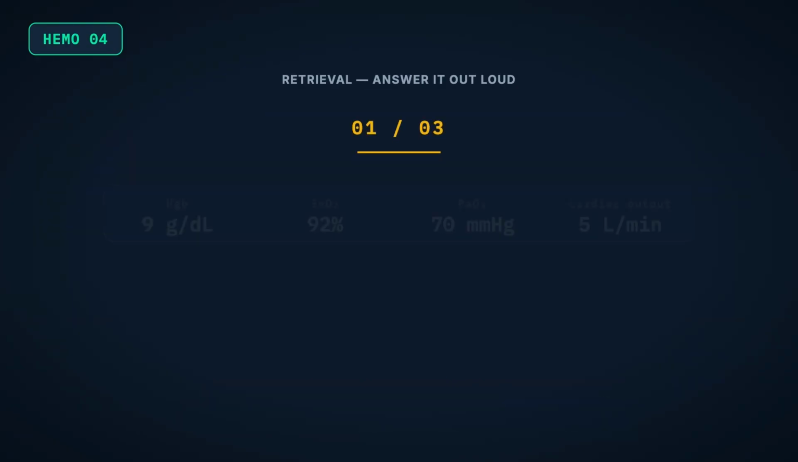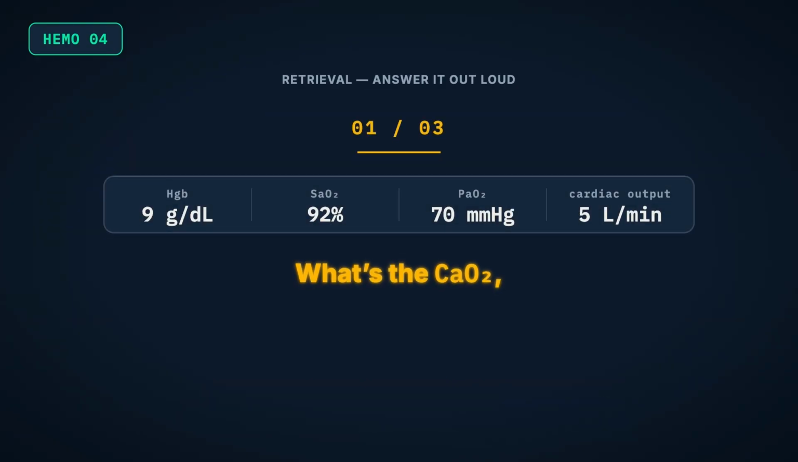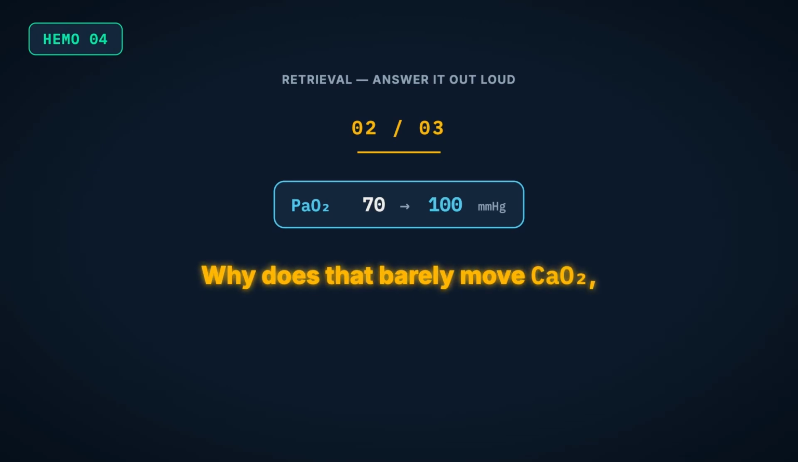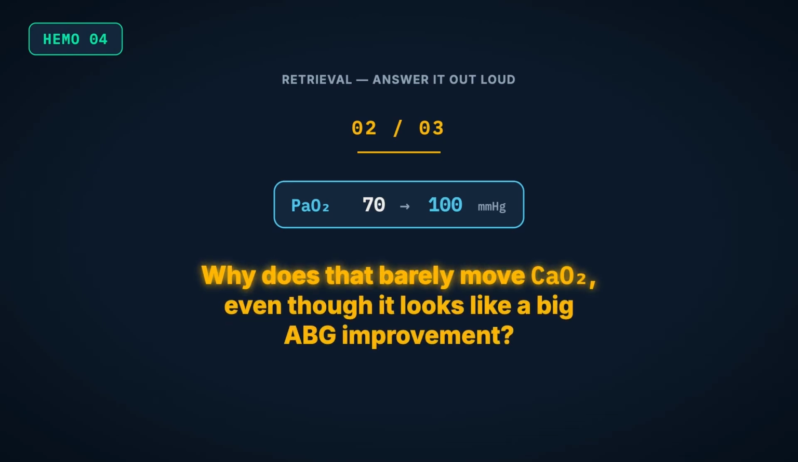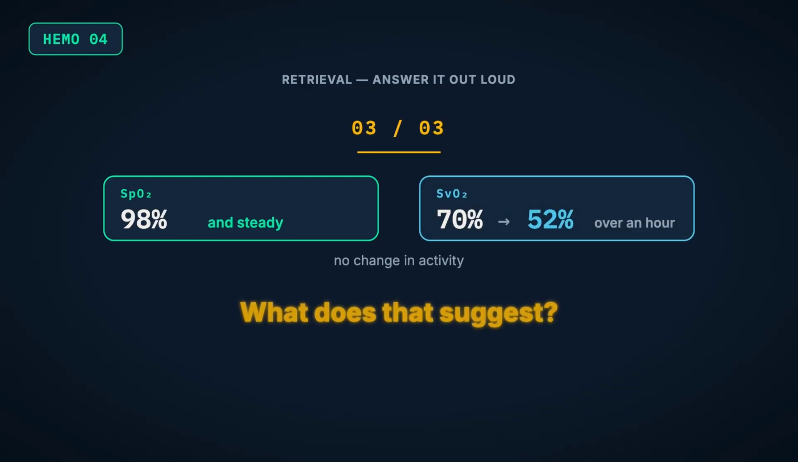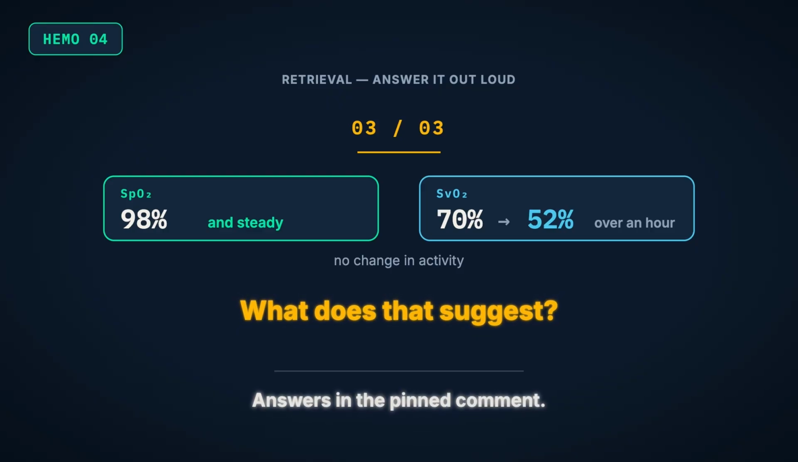1. Hemoglobin 9, SaO₂ 92%, PaO₂ of 70, cardiac output of 5. What's the CaO₂? And what's the DO₂? 2. Why does raising PaO₂ from 70 to 100 barely move CaO₂, even though it looks like a big ABG improvement? 3. A patient's SpO₂ is 98% and steady, but their SvO₂ drifts from 70 to 52% over an hour with no change in activity. What does that suggest? Answers are pinned in the comment.